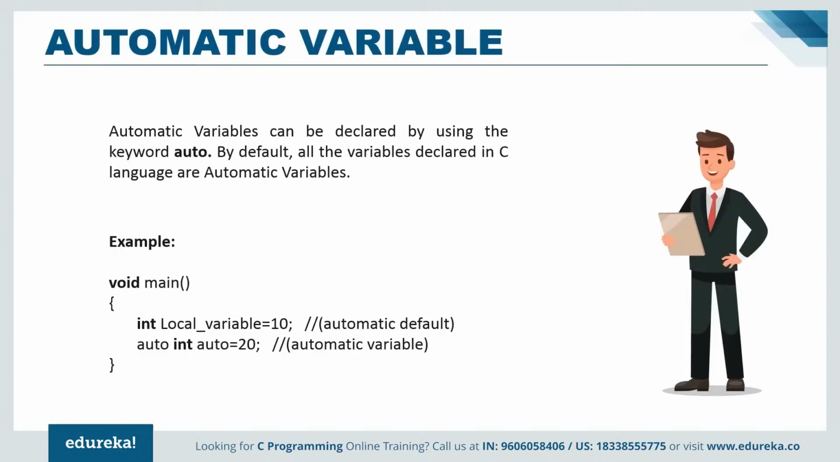I have a main function inside which I have declared two different variables. One of them is the integer data type with the name local variable, which stores the value 10. And the other one is also an integer type variable, auto, which stores the value 20. I can either use this auto keyword, or I can just simply declare a variable with integer data type, type the variable name, and assign the value to it. Both are considered to be automatic variables.